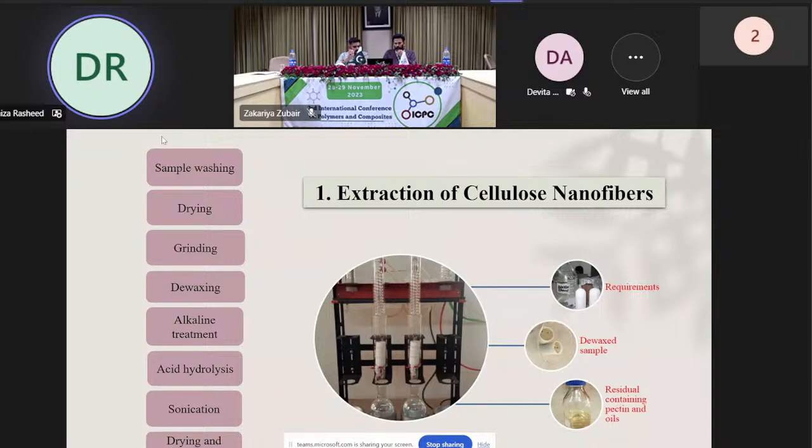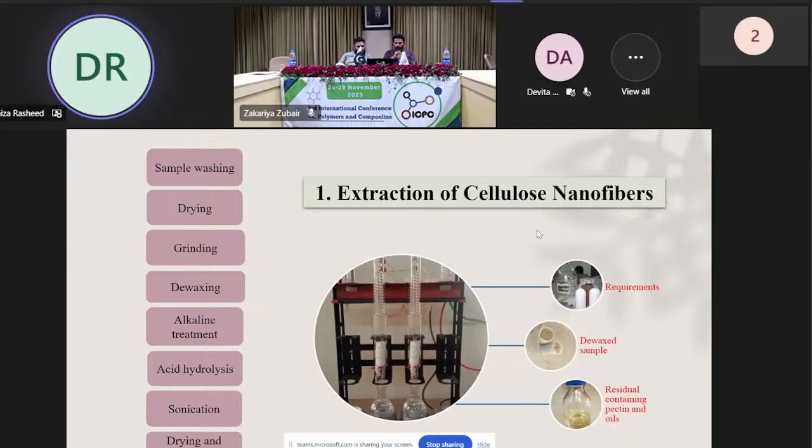So it was just sample washing. If we have taken eucalyptus bark or sugarcane bagasse, then we dried the material. We did grinding, dewaxing of the material, and alkaline treatment. Then acid hydrolysis, sonication, drying, and storage. This scheme is not as complicated as the schemes that have been presented in literature. So we tried to optimize the process in terms of cost as much as possible.